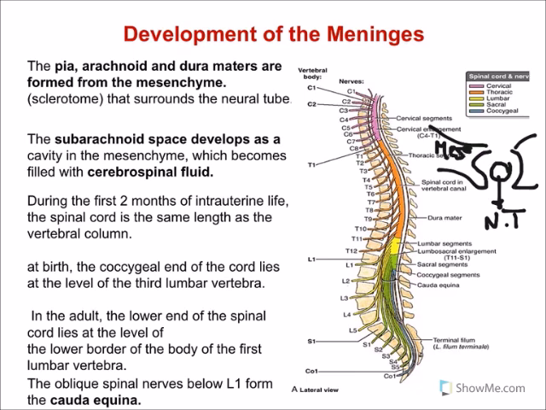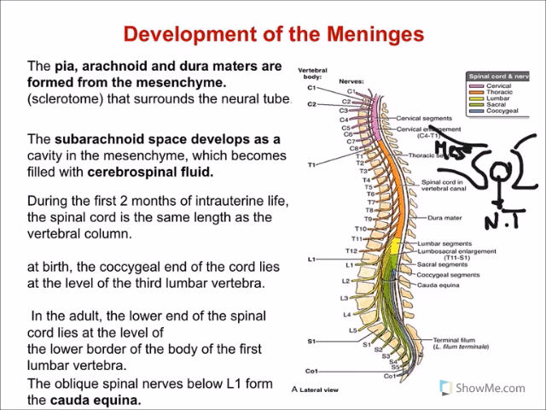These meninges are separated by spaces. So as you know, the subarachnoid space between the arachnoid and the pia mater will develop as a cavity between these 2 layers, the arachnoid and the pia mater. And later it will be filled with the cerebrospinal fluid.